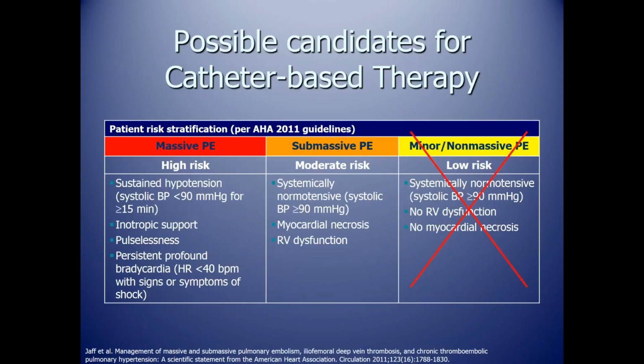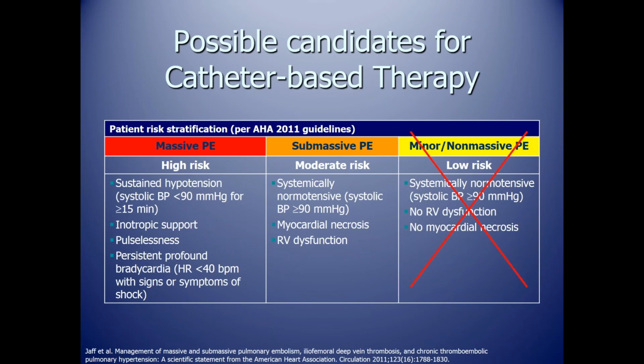And when we're talking about which patients to treat, this is taken from the AHA guidelines, and we're really talking again about massive PE and submassive PE. And just because we do have some people who are new to treating PE, patients with massive PE probably represent 5% or so of patients who present with acute PE, and those are patients who have sustained hypotension with a blood pressure of less than 90 millimeters of mercury for at least 15 minutes, those who are on pressors or really in cardiogenic shock. Minor or low-risk PE, that's not what we're talking about treating with catheter-based therapy.